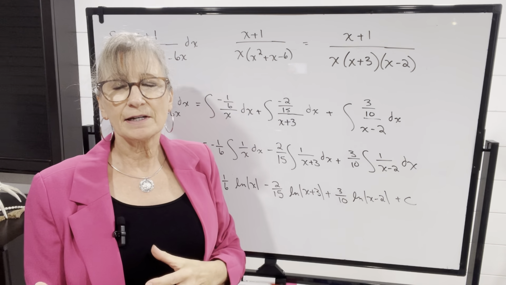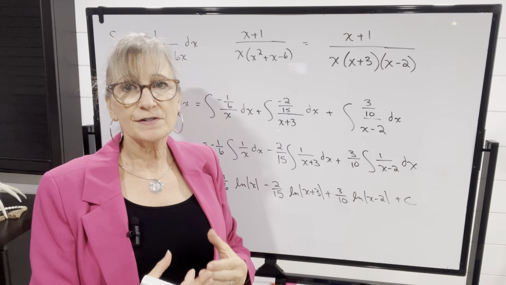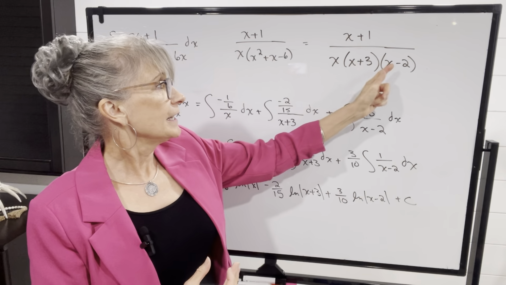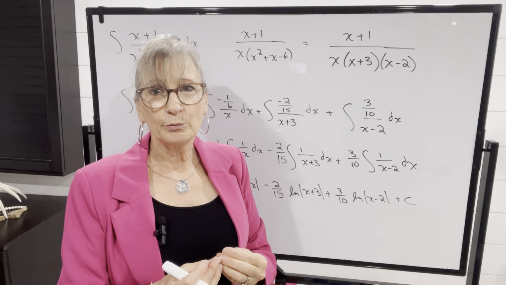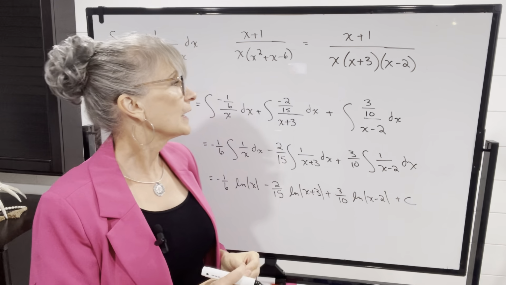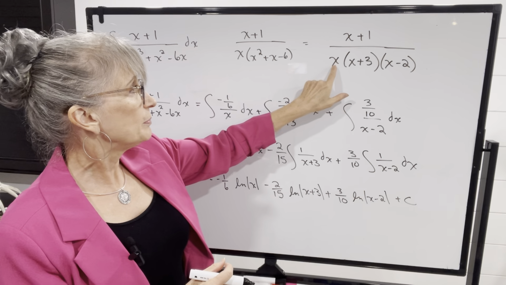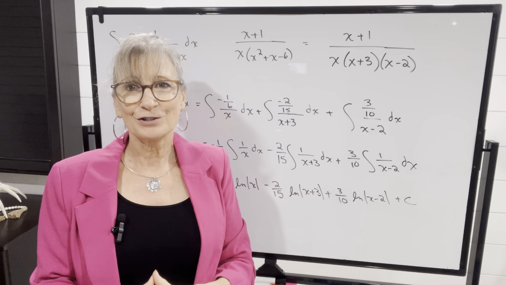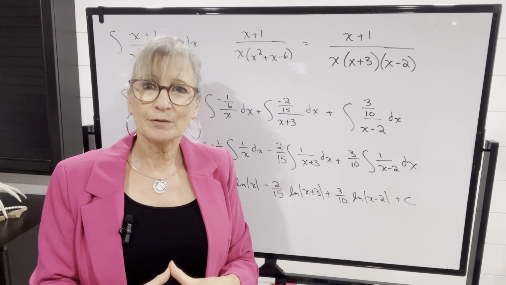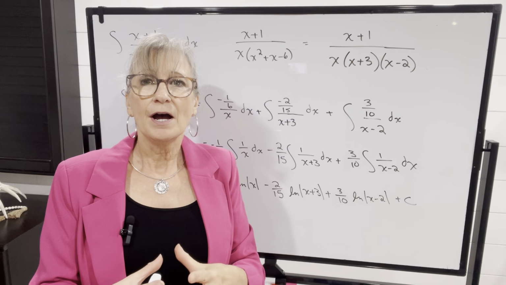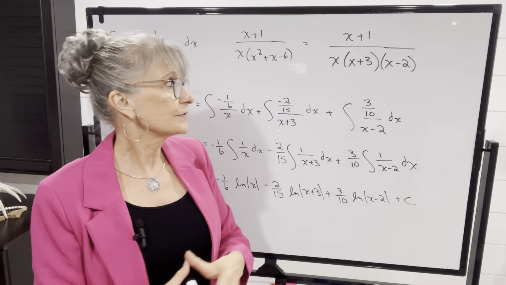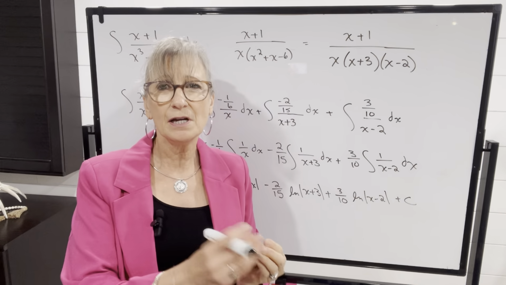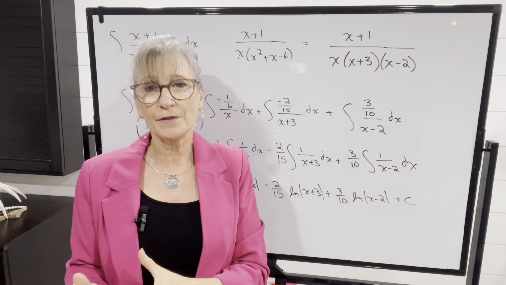In both of these examples, what we had were factors that were linear. X is a linear factor, x plus 3, x minus 2. It means a polynomial with degree 1. And there were no repeated factors. So this was non-repeated linear factors. In the next video, I'm going to talk about how we find the integral of repeated linear factors. So maybe we have x times x plus 3 times x plus 3, so it's repeated. So it's a little bit different, so I just want to cover that.